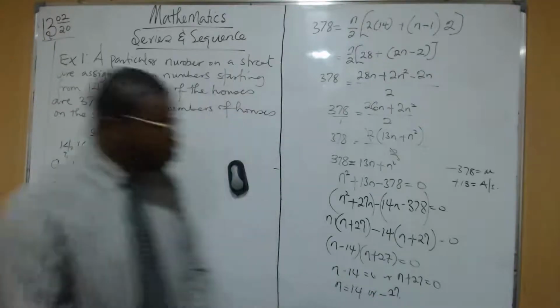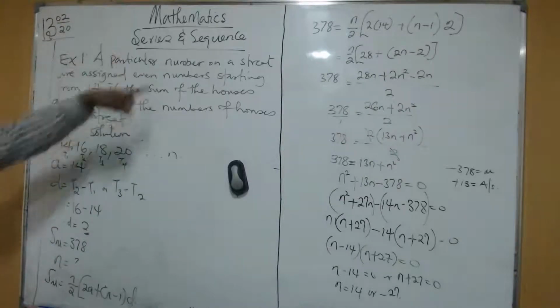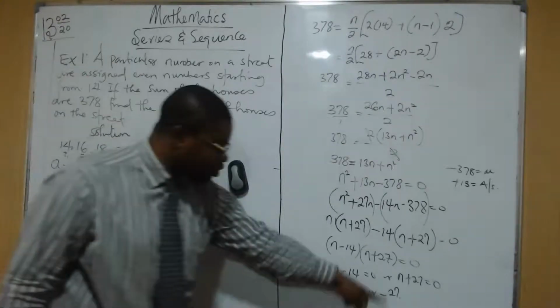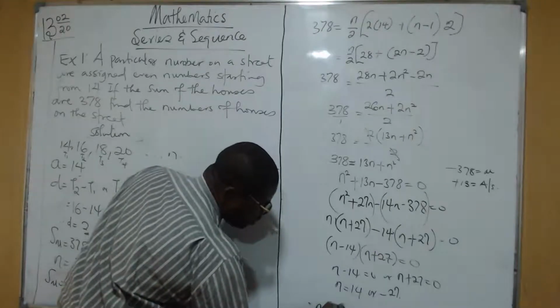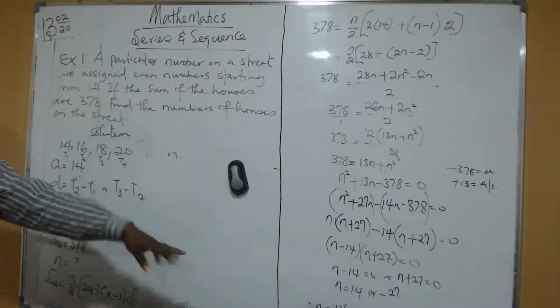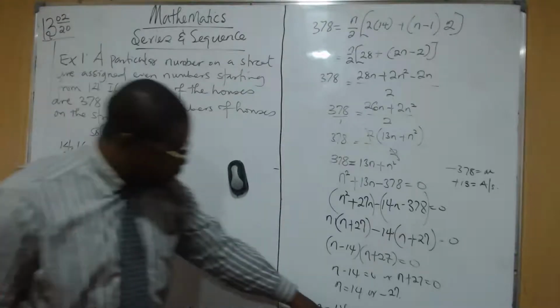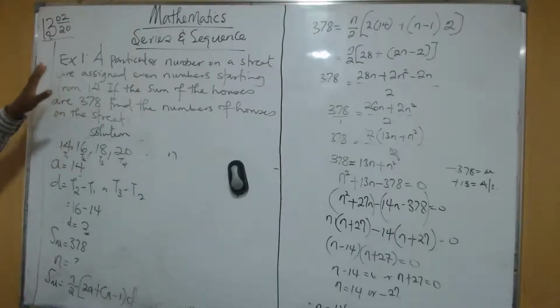You will notice that we are talking about the number of houses on the street, and the number of houses on the street cannot be assigned a negative value. Therefore, N is 14. So we have 14 houses on that street. When we add those 14 numbers on that street, we are going to have 378. That is the answer to the question.